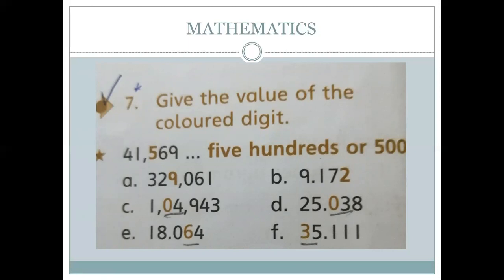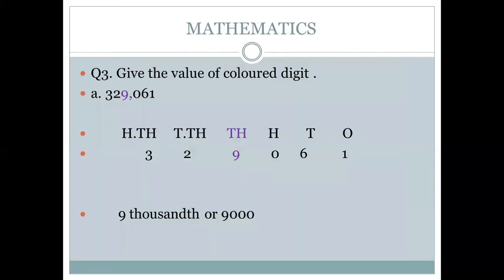In both these questions we need this chart. Question number 7 is: give the value of the colored digit. You see on the screen that in all the parts some digits are colored, and we write the place value of these digits. Same as the previous one. If you make the table for this question, it will be very easy to find the place value of the colored digit. Okay, now we start the solution. I share the screen with you. You see, give the value of colored digits.